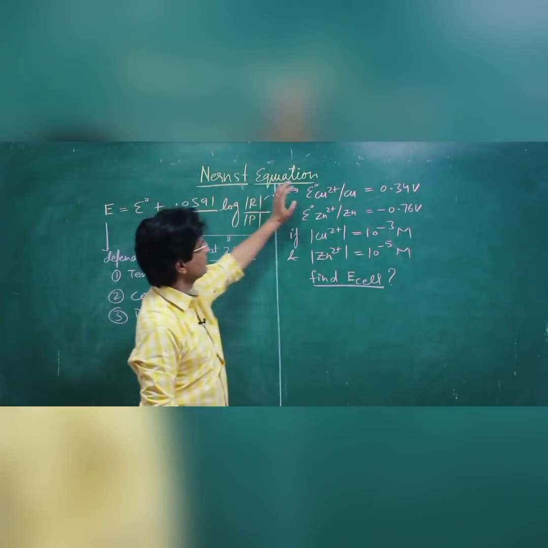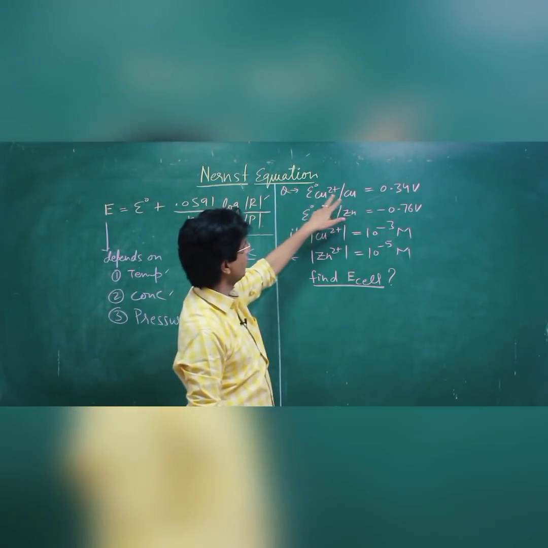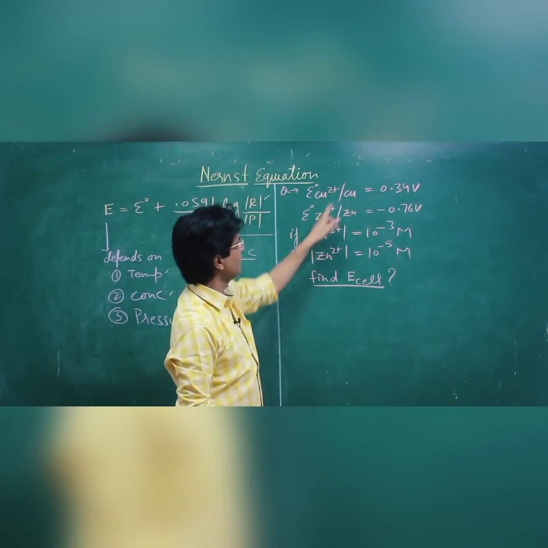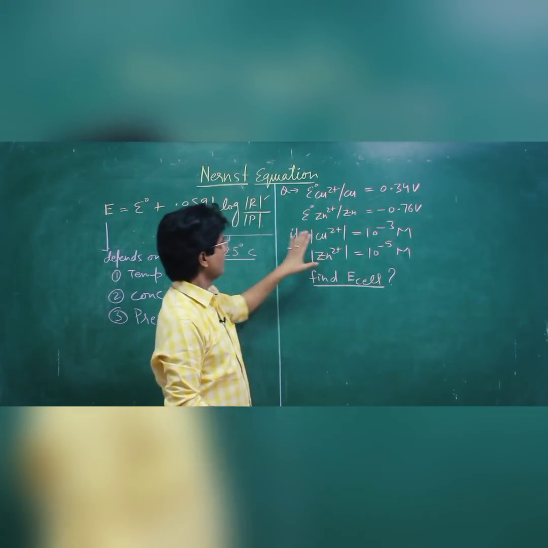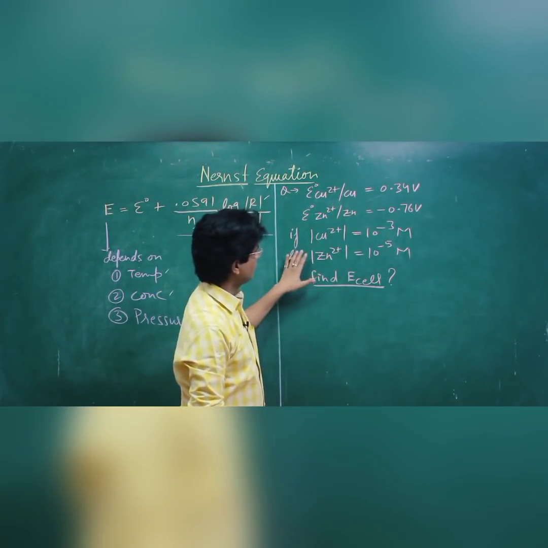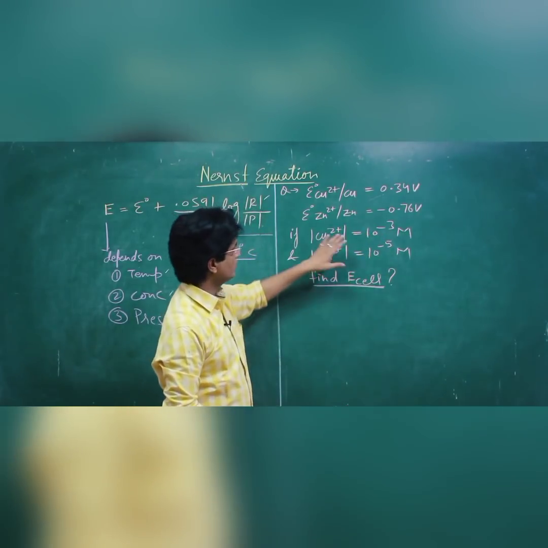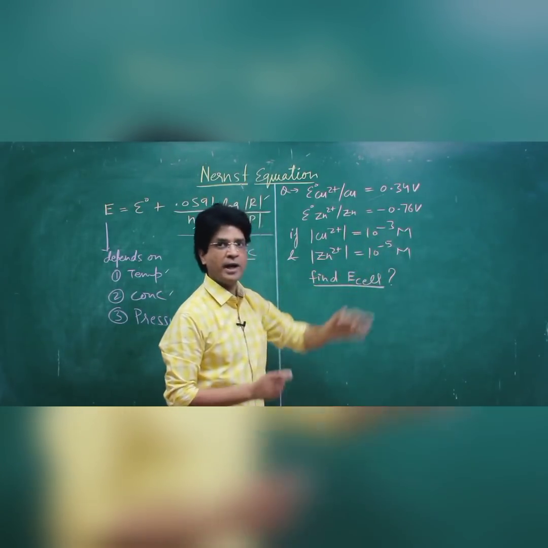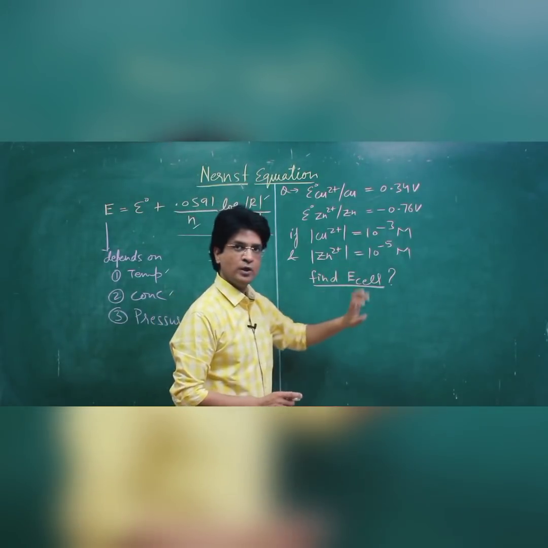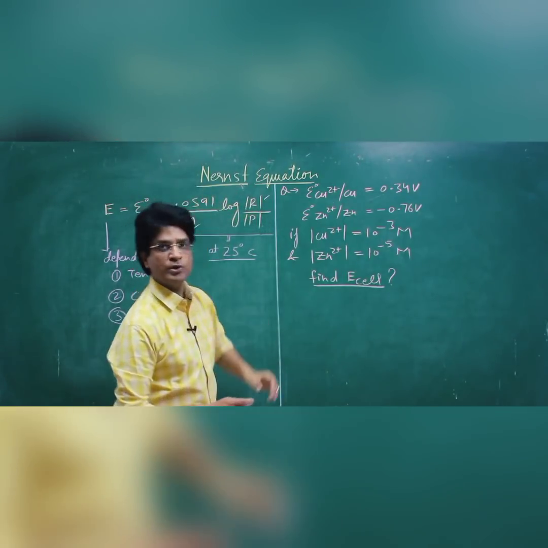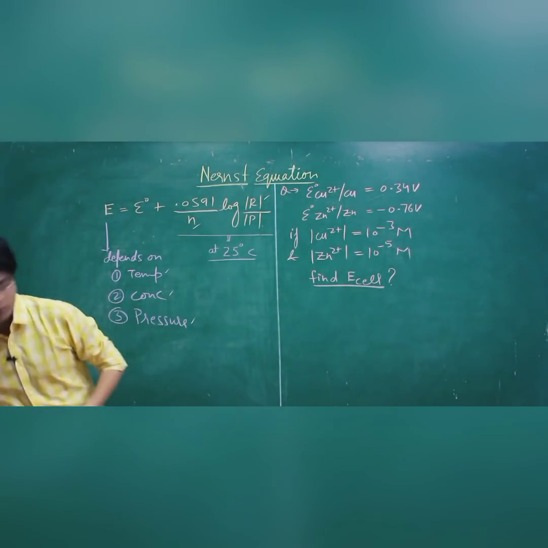They have given a cell in which the reduction potentials of copper and zinc are given. The concentrations of copper and zinc ions are also given. They are asking you to find the E cell. Now these concentrations are not standard concentrations, they are not 1 molar. So we have to use the Nernst equation to solve this question. So let us learn that.